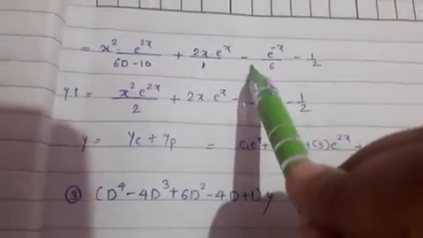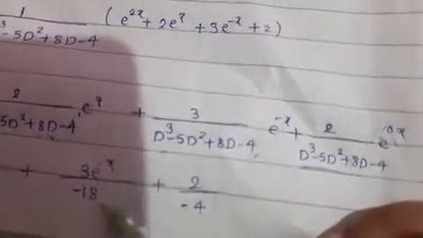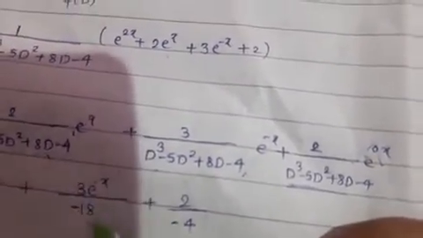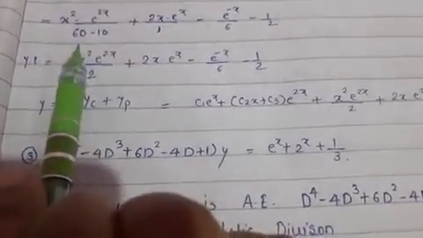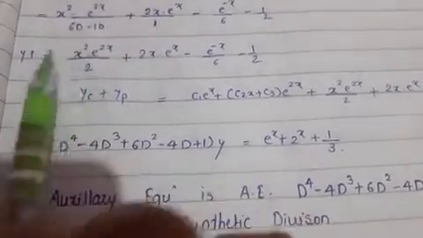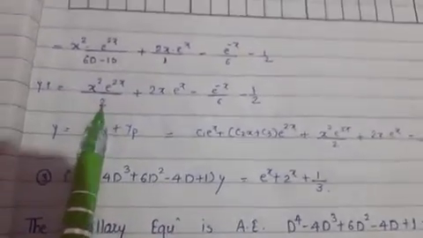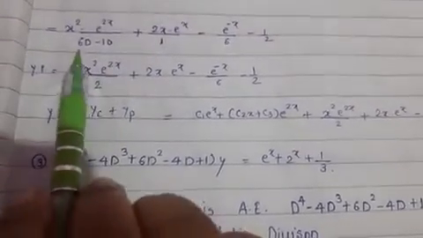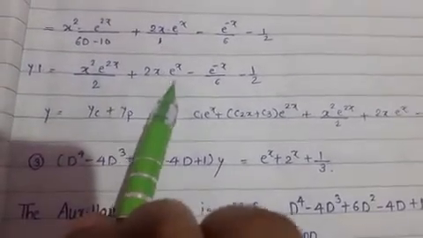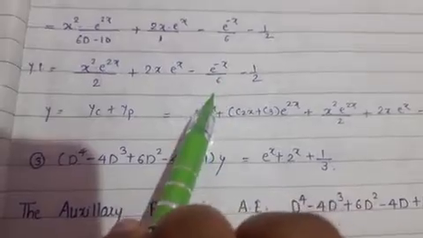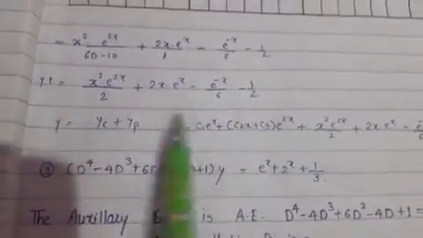Then this becomes 3 ones are 3, 3 sixes are 18, and due to the minus this becomes minus, so that is e raised to minus x upon 6 minus 1 by 2. So yp equals, now putting d equals 2, this function is not equal to 0, so we get this value: x square e raised to 2x. This becomes 6 2s are 12, 12 minus 10 is 2, 2x e raised to x minus e raised to minus x upon 6 minus 1 by 2. So this is the particular integral.